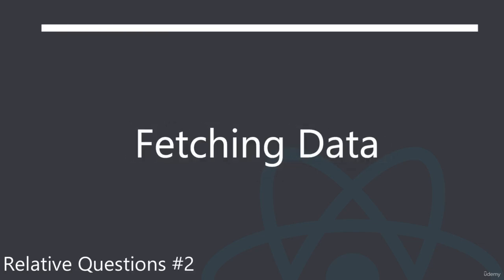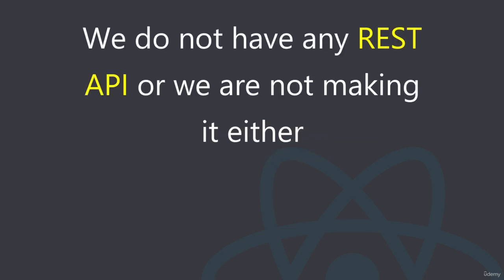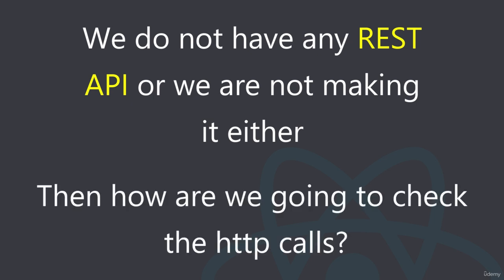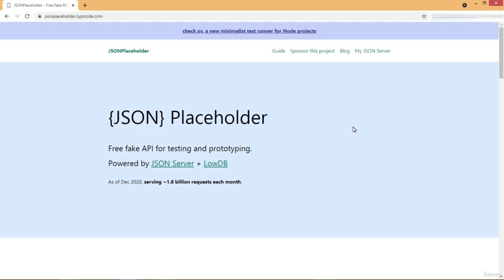So now let's begin with making an HTTP call. First thing I need to mention here is that we do not have any REST API, nor are we making one. Then how are we going to check the HTTP calls? So we have a JSON placeholder website. Let me open the JSON placeholder site.